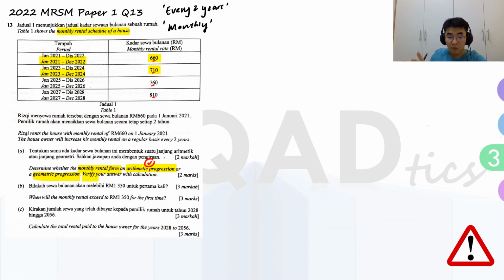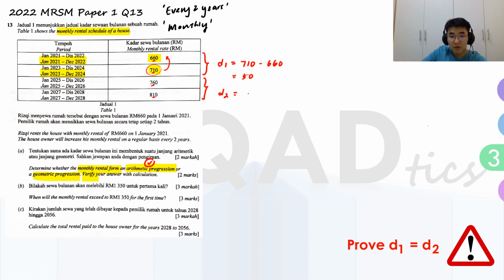To prove it, we need 2 sets of values. For the first set, let's consider the first 2 values. We just need to find the difference between these 2 values, so let's denote it as D1. I find the difference: this value minus the previous value, so here we will get 50. For another set of values, let's select these 2. D2 here equals 810 minus the previous value, 760.